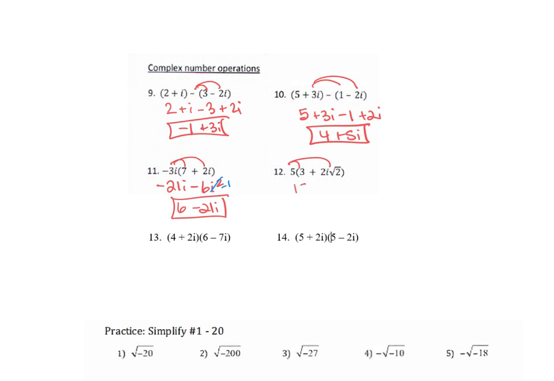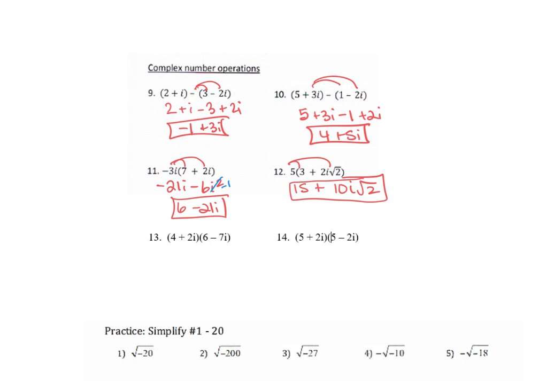So 5 times 3 is 15. 5 times 2 is 10i square root of 2. Remember, you wouldn't do the 5 times rad 2 and get rad 10 anyways because they're not like terms. And we can't multiply things that are not like terms. So that wouldn't even be something I'd have to worry about. And now we're to our box or FOIL problems.